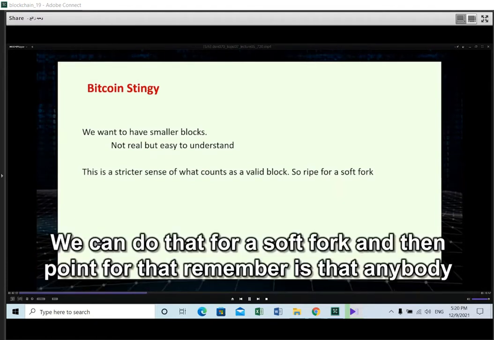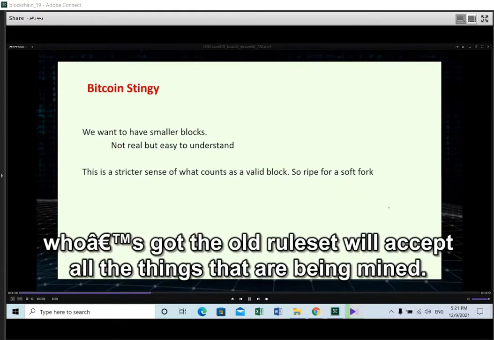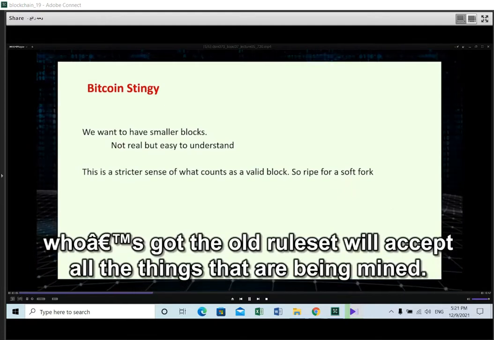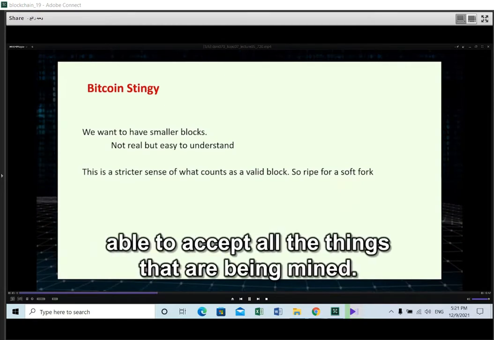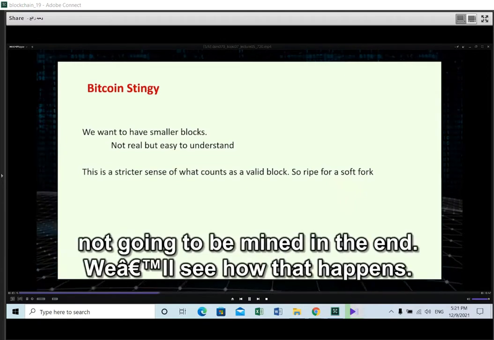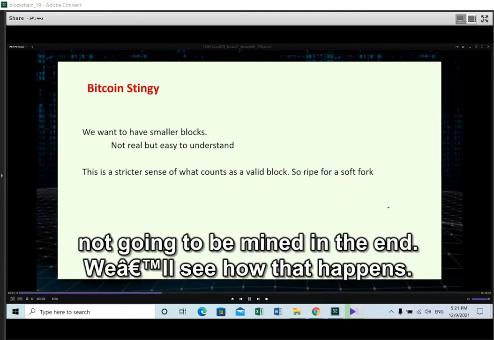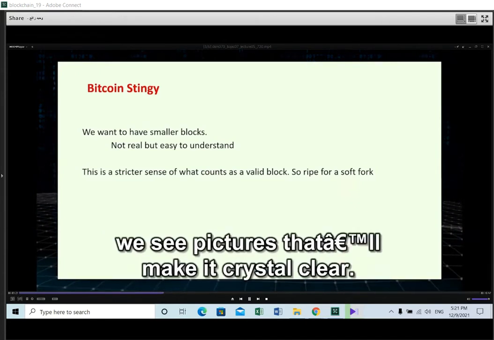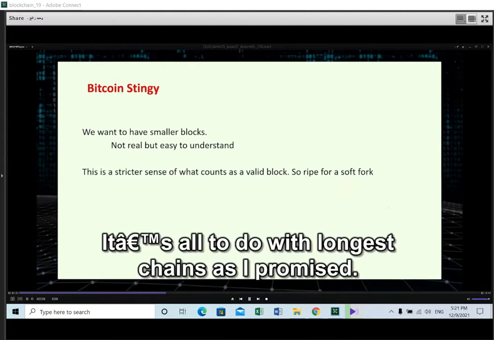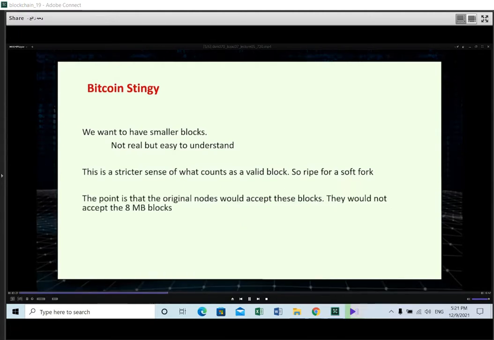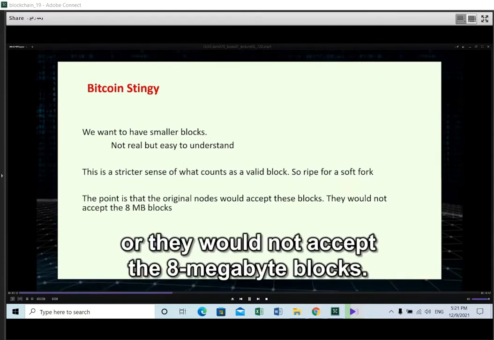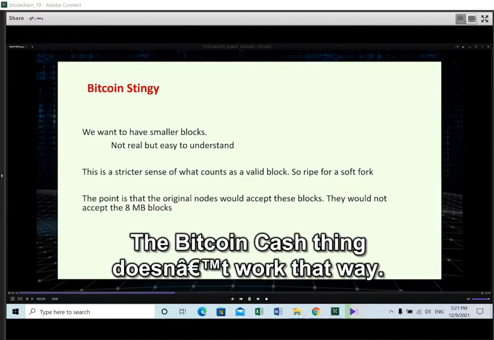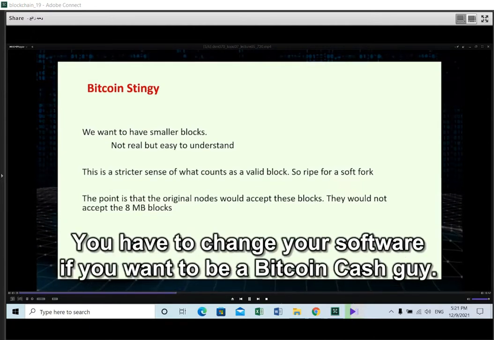So we can do that for a soft fork. And the point for that, remember, is that anybody who's got the old rule set will accept all the things that are being mined. They don't have to change their software to be able to accept all the things that are being mined. They would accept other things, but they're not going to be mined in the end, and we'll see how that happens. That's the kind of thing we're going to do when we see pictures and make it all crystal clear, and it's all to do with longest chains, as I promised. Okay, so the original nodes would accept these blocks, while they would not accept the 8 megabyte block. So the Bitcoin Cash thing doesn't work that way. You have to change your software if you want to be a Bitcoin Cash guy.